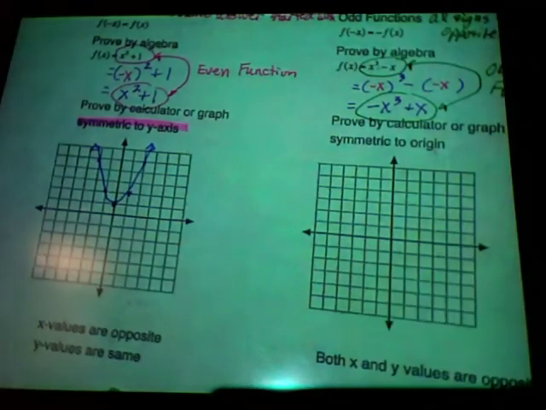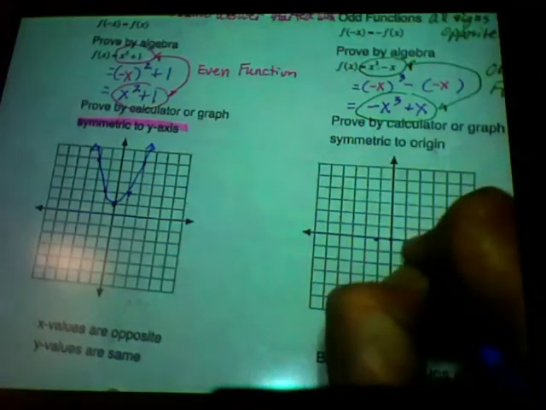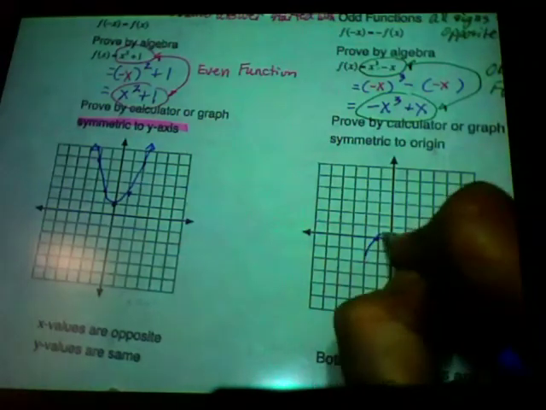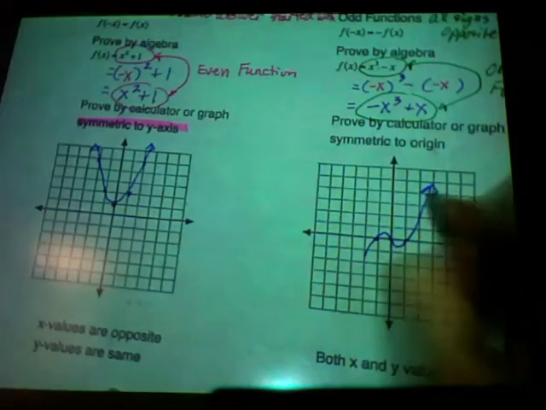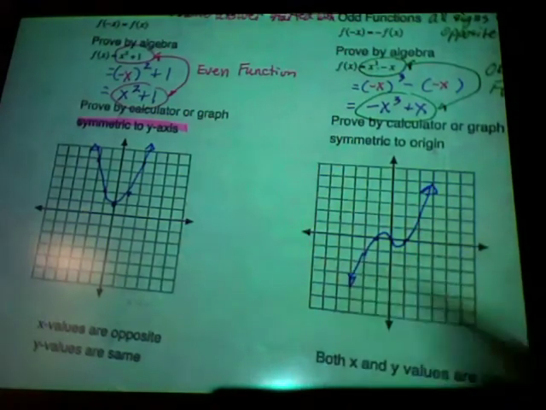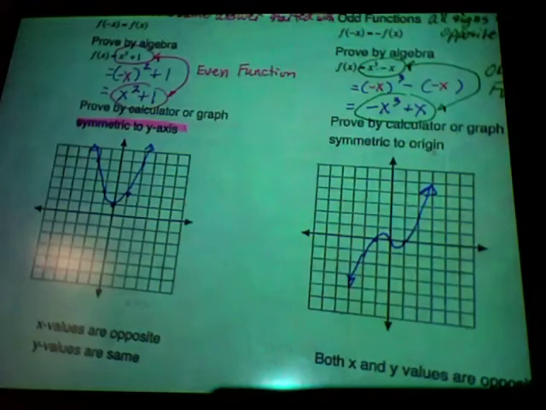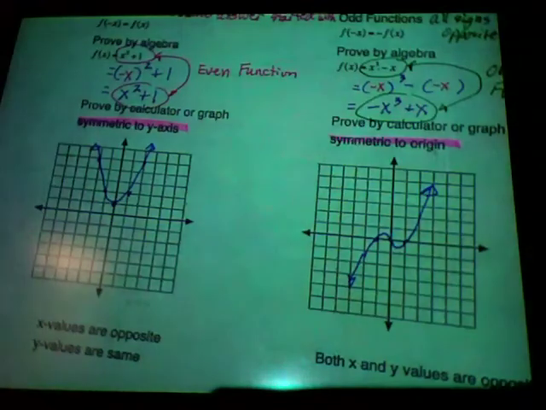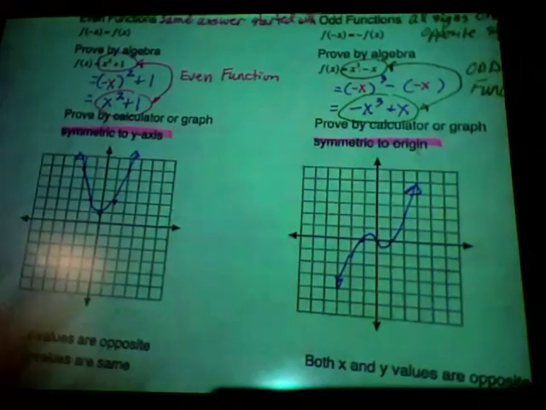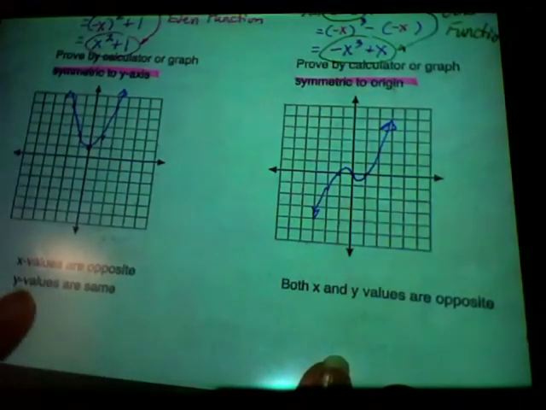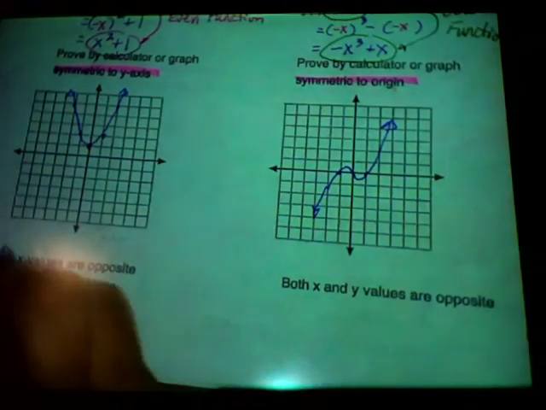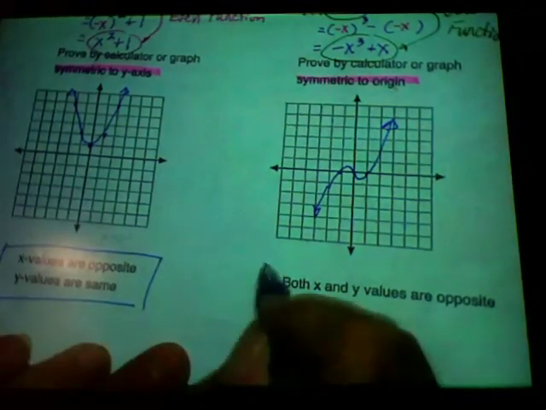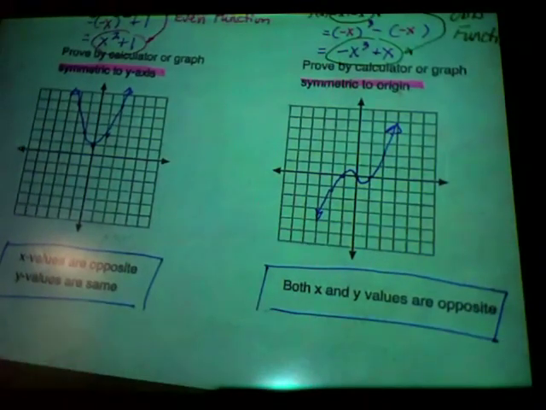It's the one we just did. And it looks like this. Only it's going in opposite directions. So notice that, and I don't know if you realize this one's actually symmetric to the origin. So on this one, both of your x and y values are going to be opposite values, whereas on this one, your x values are opposite, but your y values are the same. So ponder that, study it for a bit. And we'll talk more about what even and odd graphs look like.